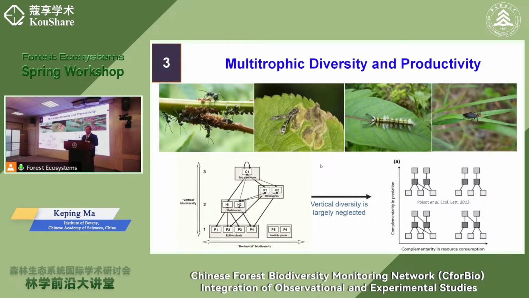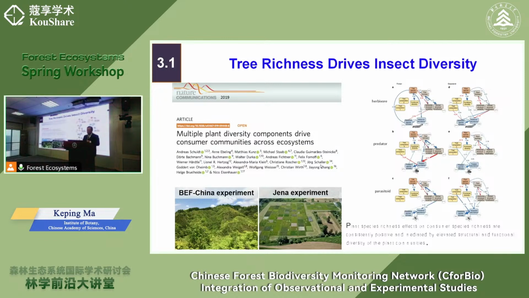And the third topic is about multi-trophic diversity and productivity. That's also very important. We talked about plant-plant interactions, which is regarded as horizontal diversity. And in the ecosystem, we also have vertical diversity, which refers to diversity across different trophic levels. And the German colleagues also working on the platform published a paper in Nature Communications to compare two very important BEF manipulation experiments. One is the BEF-China experiment, another is the Jena experiment, which is grassland BEF research.